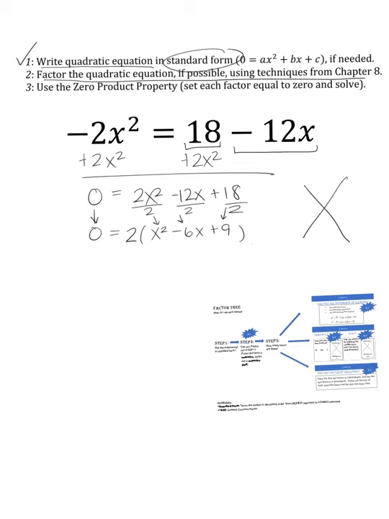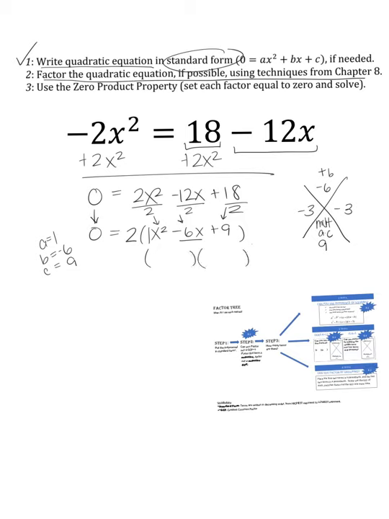I need 2 numbers. Well, first let's say a is equal to 1, b equals negative 6, and c equals 9. I need 2 numbers that multiply to be AC, which would be 9, and 2 numbers that add to be b, which is negative 6. What are those 2 numbers? Negative 3 and negative 3.